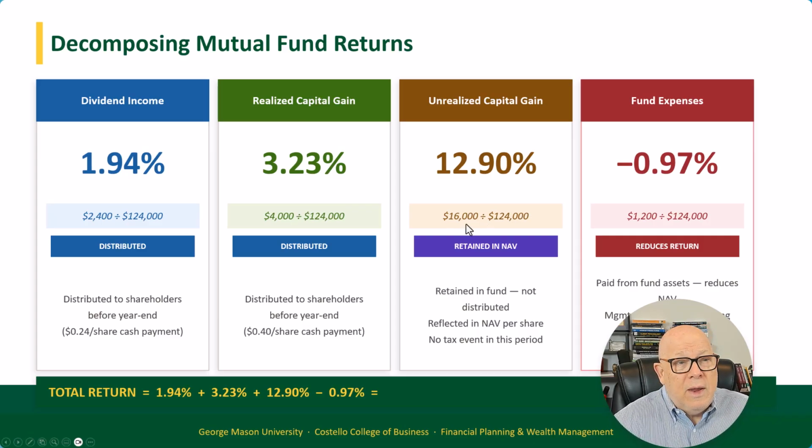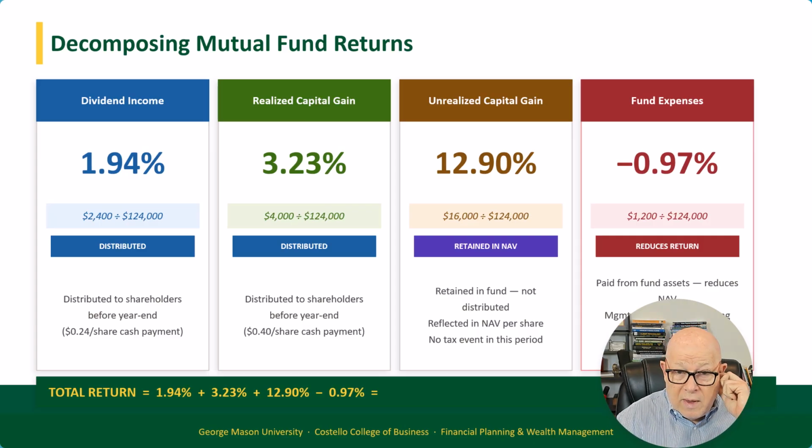And then we had security A and B that went up by $10,000 and $6,000 respectively. So a total unrealized gain of $16,000 divided by $124,000 was a 12.9% gain. And then we had expenses. $1,200 divided by $124,000 is a negative 0.97%. So if we add all of those up, 1.94, 3.23, 12.9 minus 0.97, we get an overall return of 17.1%.